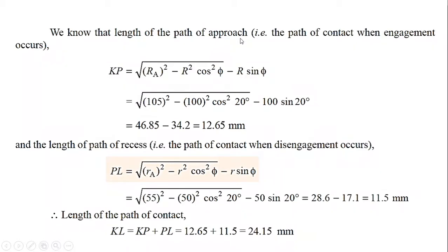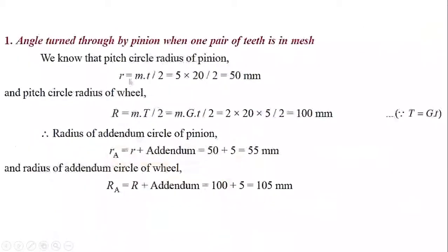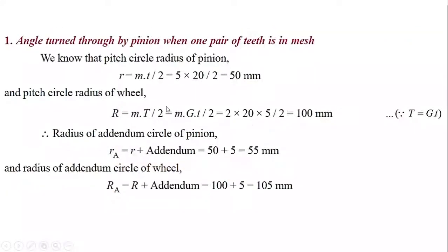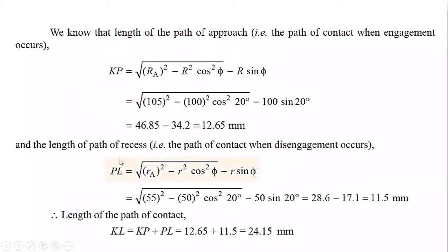Similar to the previous problem, I will apply all the values into this formula and we will get the value of KP and the length of path of recess. Similarly, we apply the values of small ra and small r already found, and we will get the value of PL. Next, length of path of contact equals KL equals KP plus PL, or the two values 12.65 millimeter plus 11.5 millimeter. Totally we will get KL equal to 24.15 millimeter.